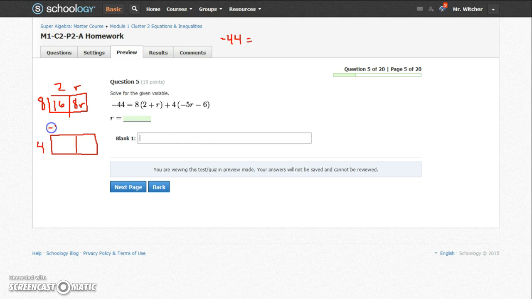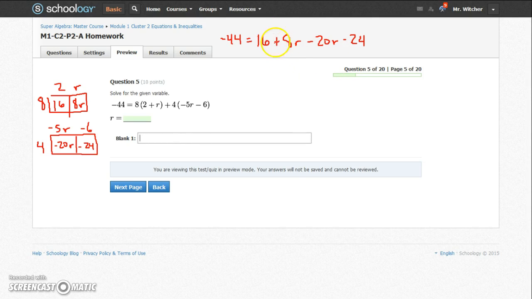4 times negative 5r times negative 6. So 4 times negative 5r is negative 20r. 4 times negative 6 is negative 24. I'll go ahead and put these up here in this equation, just taking them straight out of the box. I have 16 plus 8r minus 20r minus 24. And I'll combine like terms.